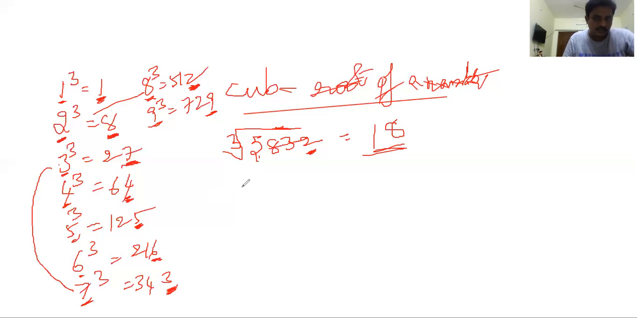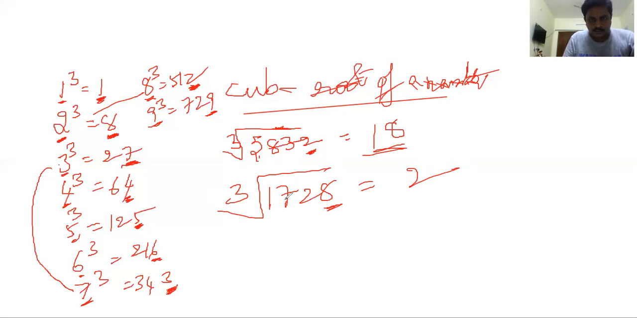Next, another problem. Cube root of 1728. Here the last digit 8 means we get 2. We remove the last 3 digits, leaving 1. The nearest cube to 1 is 1 cube. 1 cube value is 1. Cube root of 1728 is 12.